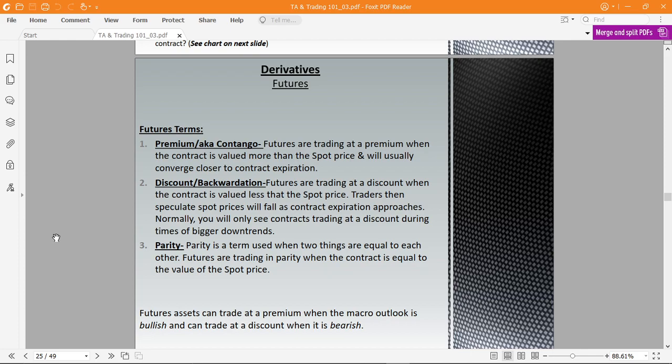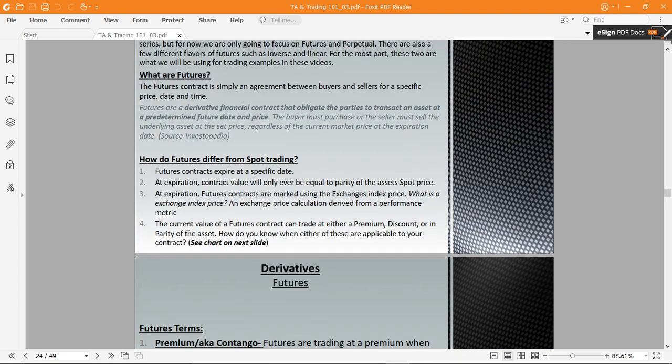There are some terms that you need to be familiar with for futures. Premium. If you remember our last slide, we skipped over that part, and that's something I don't want you guys to miss out on. Hold on, there we go. Or this one right here. So how do futures differ from spot trading?